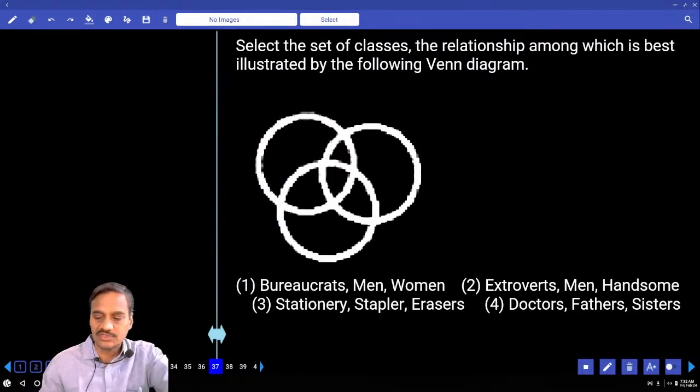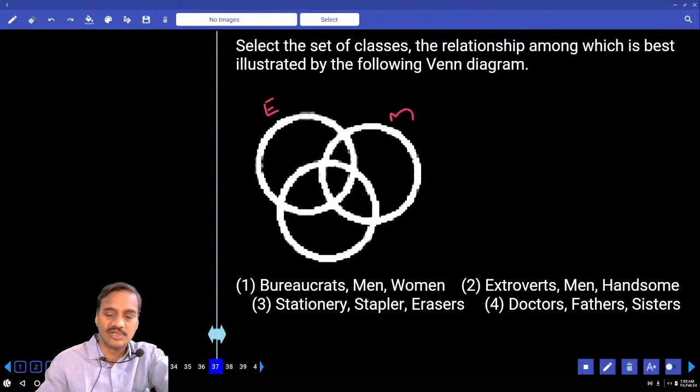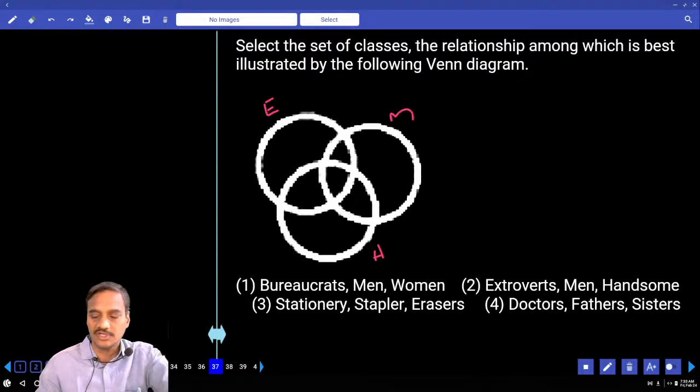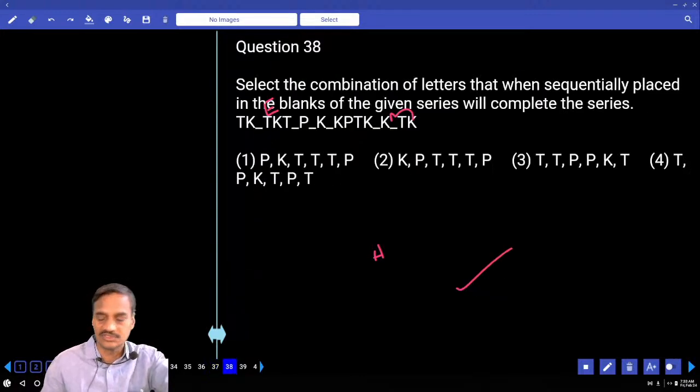Then extrovert, men and handsome. Now some extroverts are men and some men are handsome. Hence what is your answer here? Choice 2, question number 37.